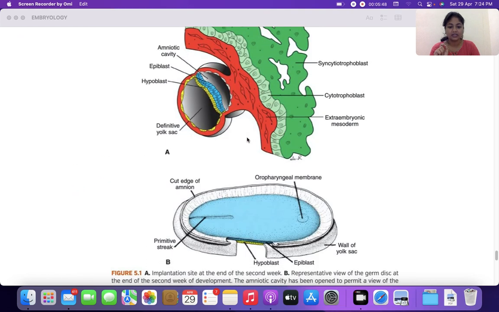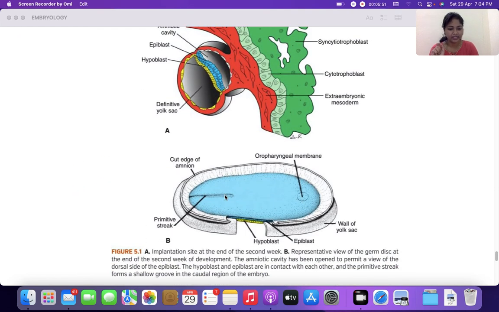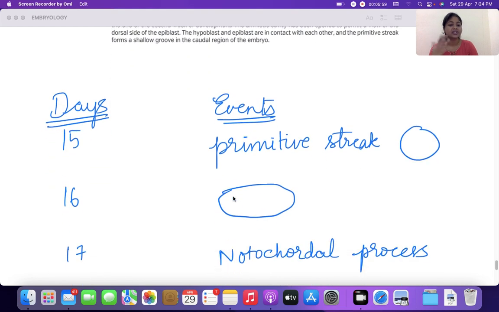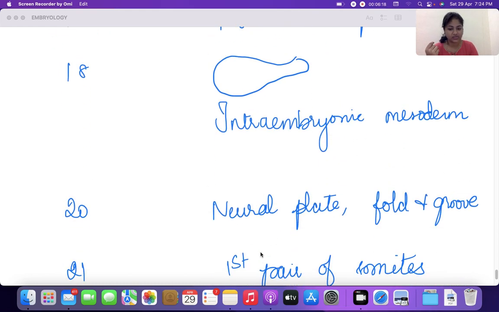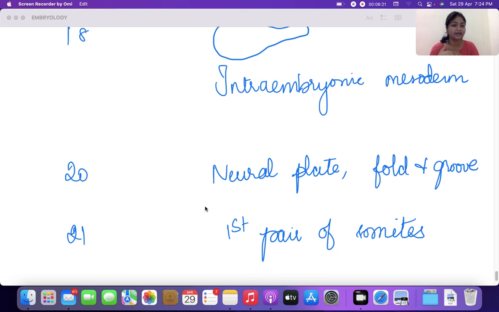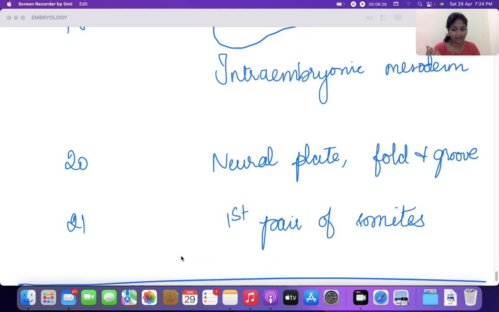So to sum up, what is happening? There is a primitive streak and a primitive node and notochordal formation, neurulation, and change in the shape of the embryonic disc. So day 15, the primitive streak forms and the embryonic disc is circular in shape. Day 16, it is oval in shape. Day 17, the notochordal process will form, and day 18, pear-shaped embryonic disc and development of intraembryonic mesoderm. Day 20, the neural plate, neural fold, and neural groove form, and day 21, the first pair of somites will appear.